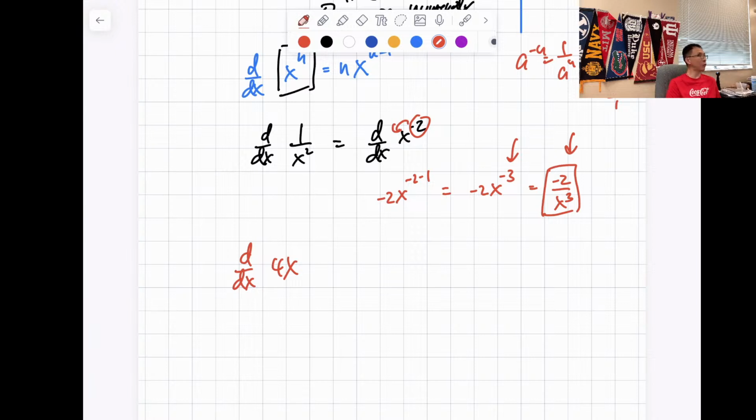What's the derivative of 4x? I know a bit, no. Andrew also knows because Anthony told him already. What do you think the derivative of 4x is? 0. Nope.